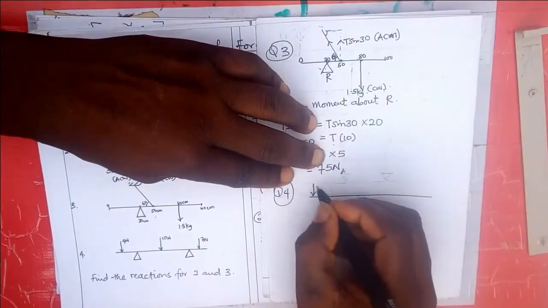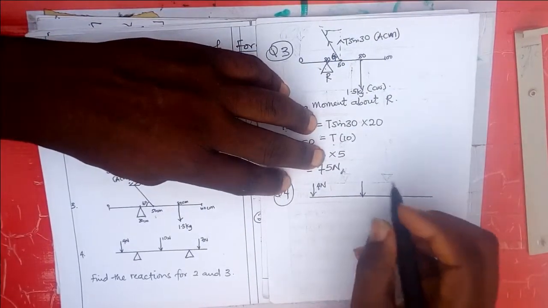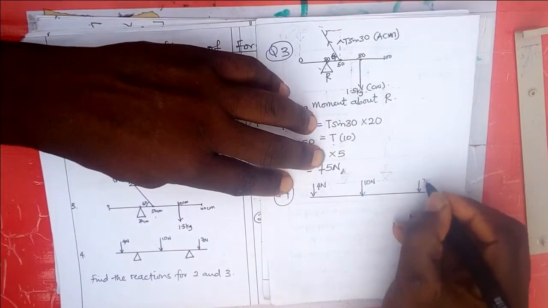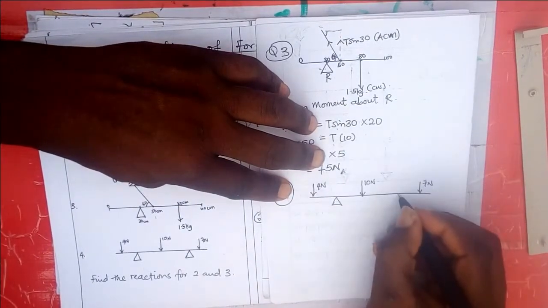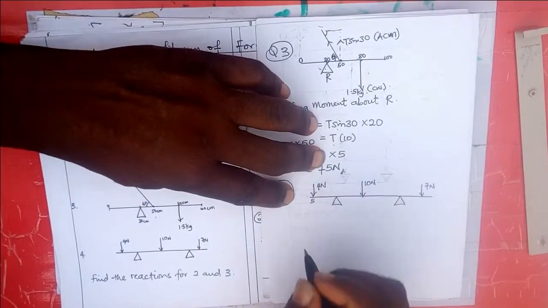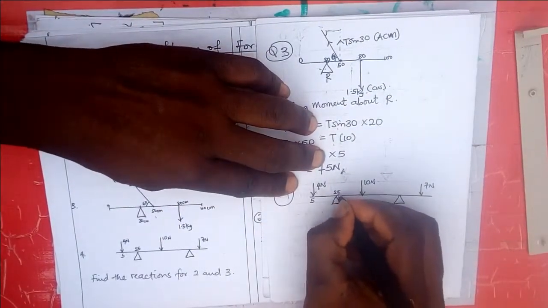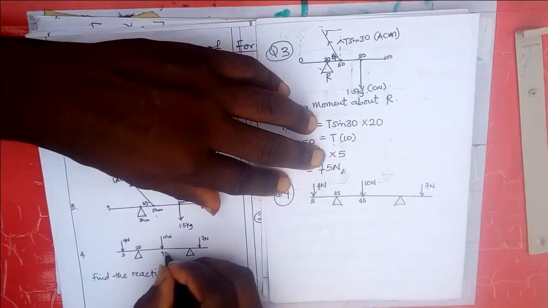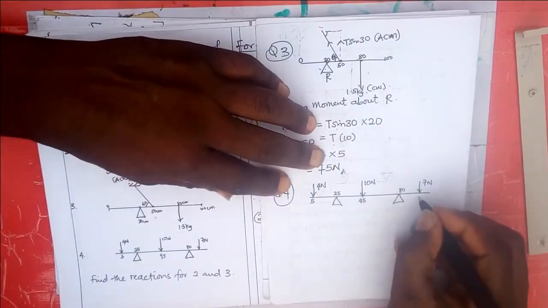So there is 4 Newton. Here I have it to be 10 Newton. Here I have it to be 7 Newton on a meter rule. So the distances: here I have it at 5, here at 25, this one at 45, here at 80, and here at 90.